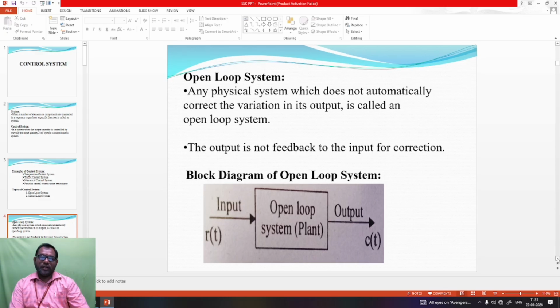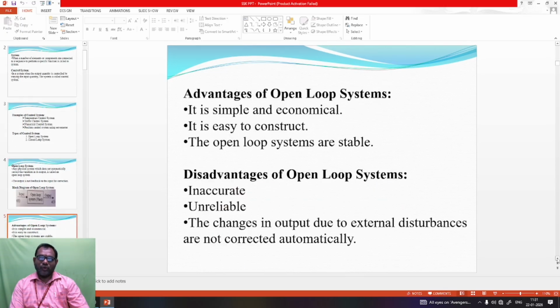Okay. And advantages of the open loop system. There are various advantages: it is a simple system and it is economical, meaning the cost is very low. It is very simple and easy to construct. The construction of the open loop system is very simple because there is no feedback, so we do not have to add external components along with the system. That is why it is easy to construct. And the open loop system is very simple and stable. So stable means what?